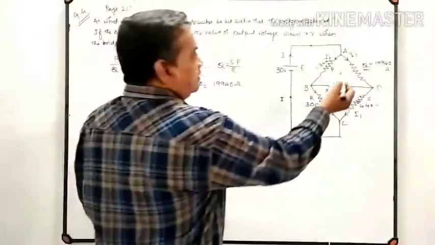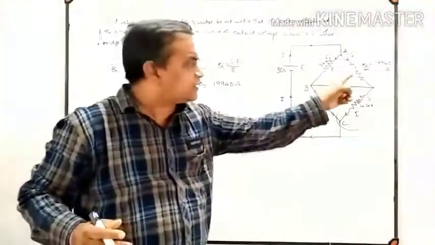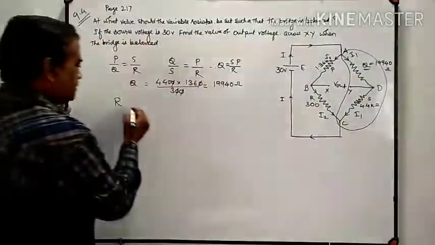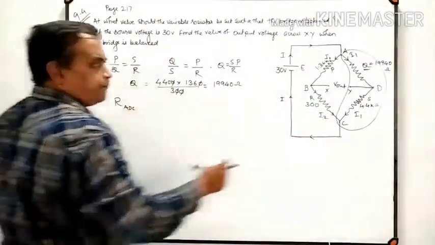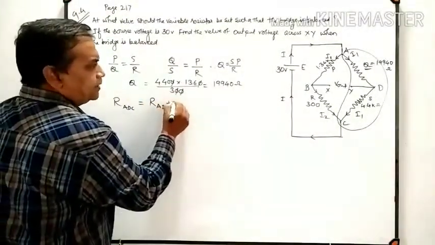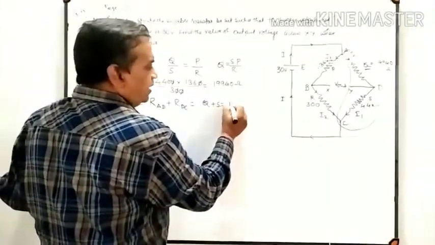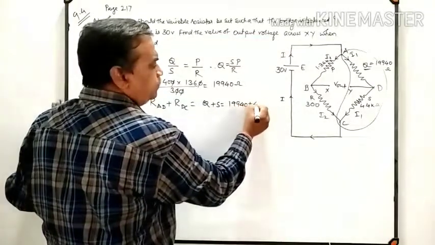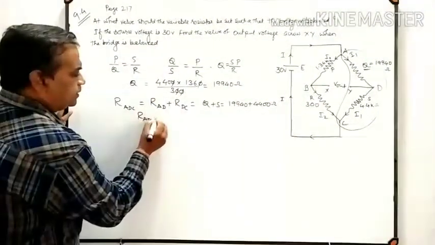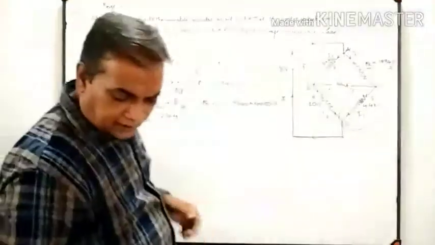Now look at this branch. What is the net resistance of this branch? The resistance of branch ADC, RADC, is equal to the resistance between points A and D plus the resistance between points D and C, which is equal to resistance Q plus S, that is 19940 plus 4400 ohm, or RADC is equal to 24430.